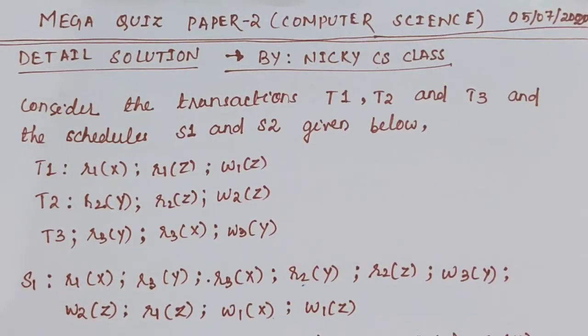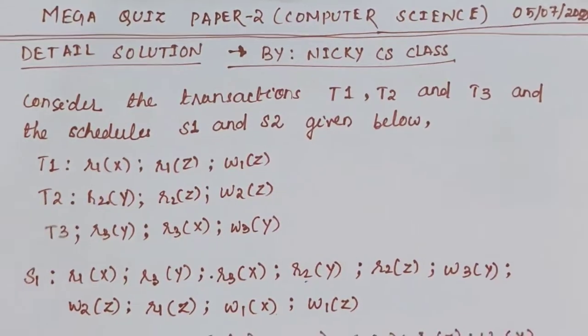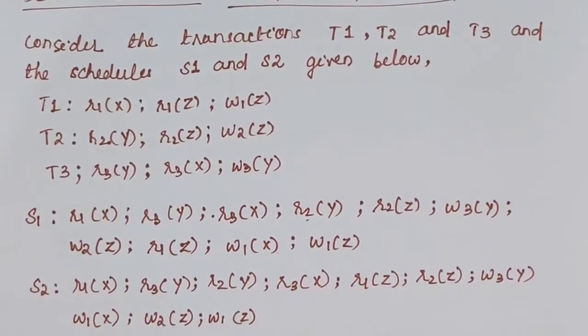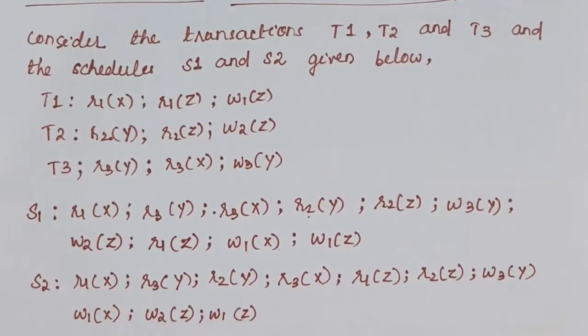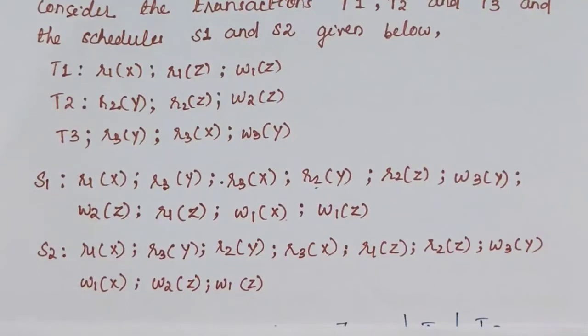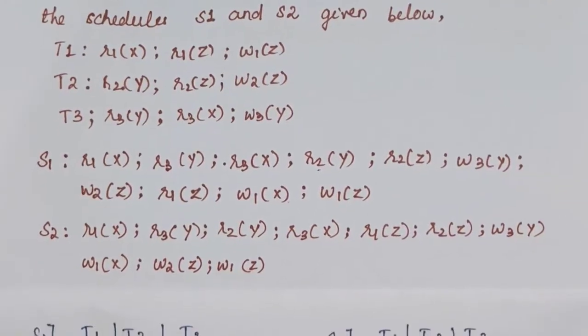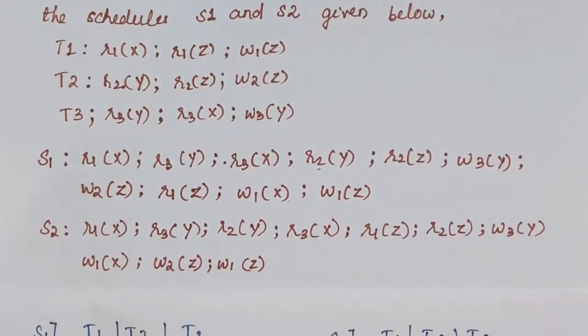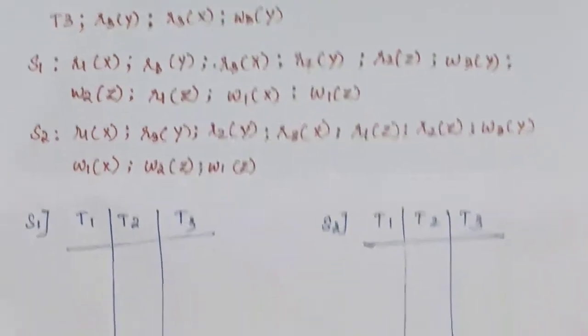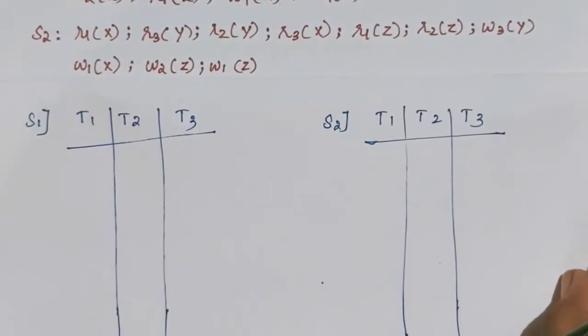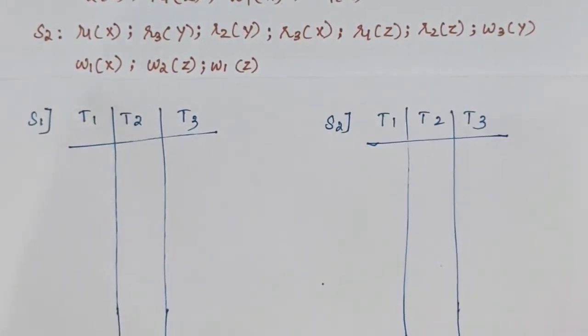So let's get started. First question was, consider the transactions T1, T2 and T3. The schedules are S1 and S2. Three transactions and two schedules are given and we have to find which of the following schedules are conflict serializable. So for this, this is the process, okay, then I'll tell you the short trick how you can find it without making these tables and all.